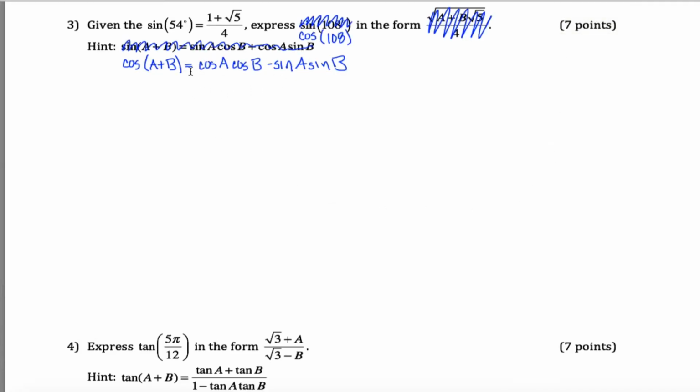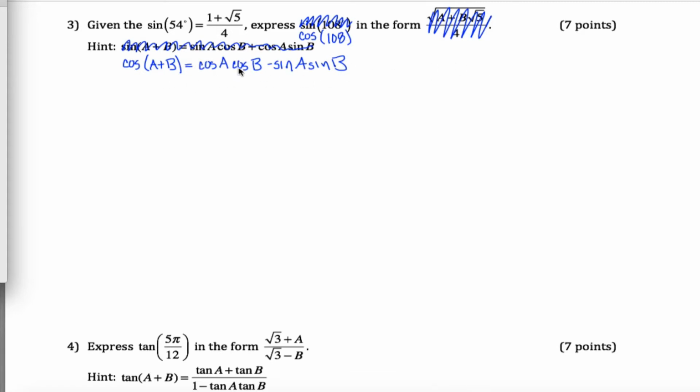Okay, I've changed this problem a little bit. I think I want you to find the cosine of 108 degrees. I think that'll be, I don't want to say easier, less hard maybe. Still challenging, but not as bad as the original problem was. So given the sine of 54 degrees, find the cosine of 108 degrees. Here's your cosine angle addition formula.